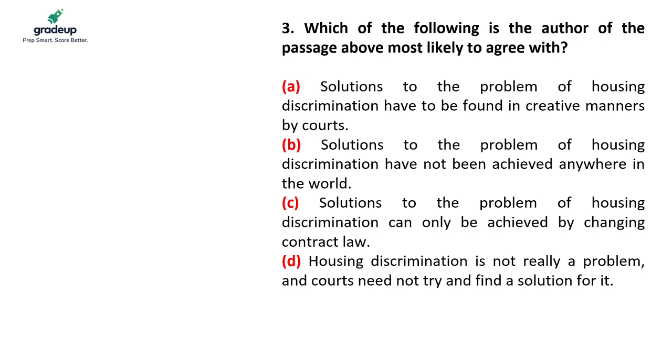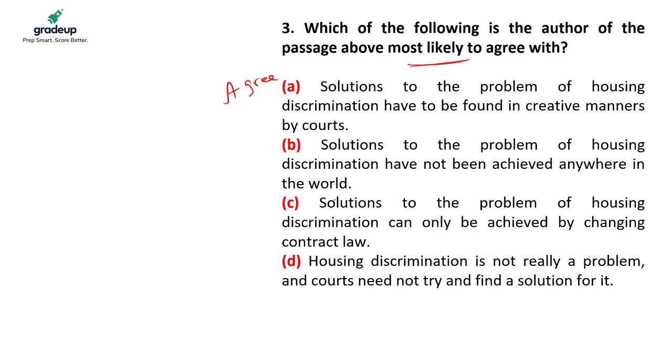Then, which of the following is the author of the passage most likely to agree with? Now what will he agree with? There will be three statements which he'll not agree with, and he'll agree with one. Solutions to the problem of housing discrimination have to be found in creative manners by courts. Now this he will agree with. Therefore the answer is already there, but let's check. Let's not be in a hurry.